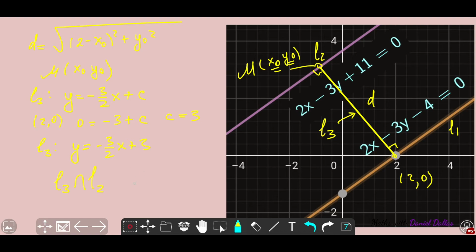The first is for the line L3, but I'll rewrite it in a slightly different way. I'll multiply by 2, and that means we'll get 2y plus 3x equals 6. Transfer 6 here, so 3x plus 2y minus 6 equals 0. I multiply everything by 2. And for the line L2, we already have an equation: 2x minus 3y plus 11 equals 0. Now we're going to solve that simultaneously.